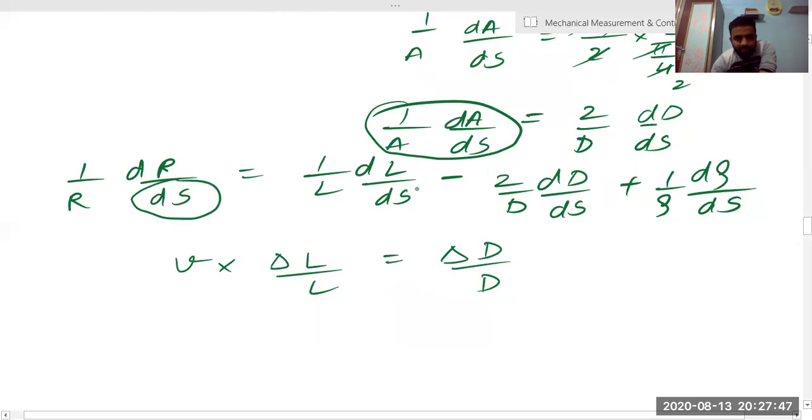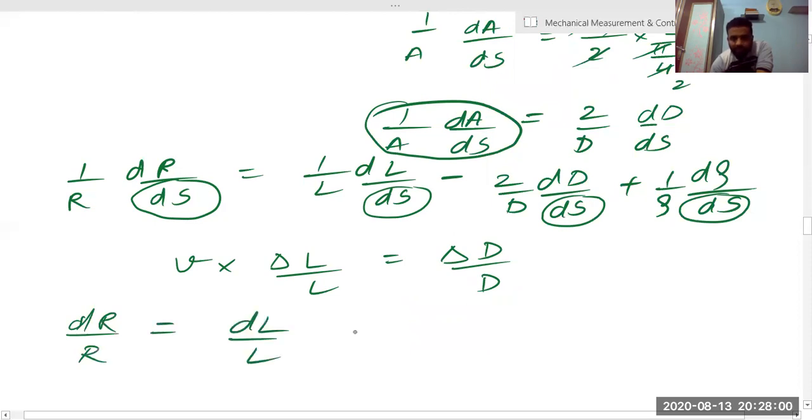This ds, there is an operator ds, so I'll multiply throughout by ds. If I multiply throughout by ds, what will remain is dr by r equal to dl by l minus 2 times dd by d, plus d rho by rho. This is the basic mathematical operation.